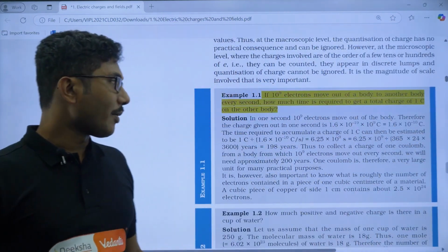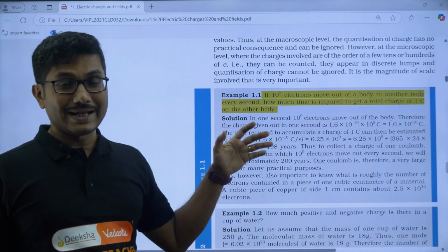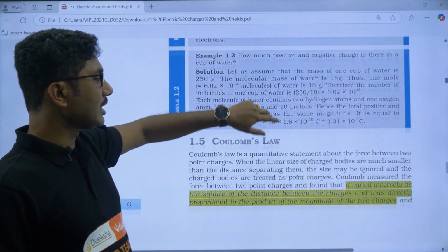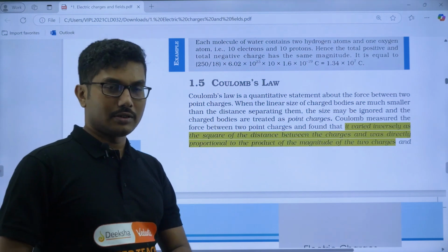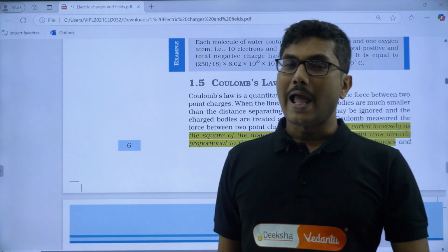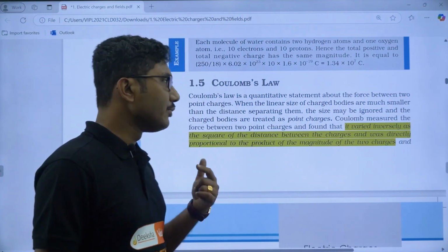That's why I tell my students to see this problem at least once, so that you get the idea that 1 coulomb charge is not a small charge, it's a huge charge. Even so, 1 micro coulomb and nano coulomb are more common than the actual coulomb, because coulomb is a huge unit.